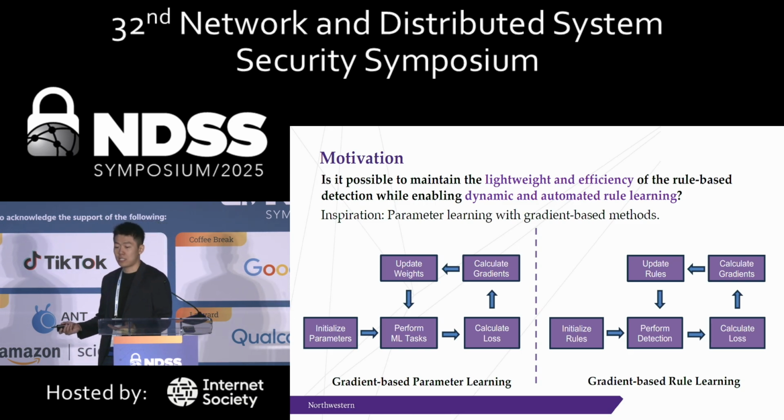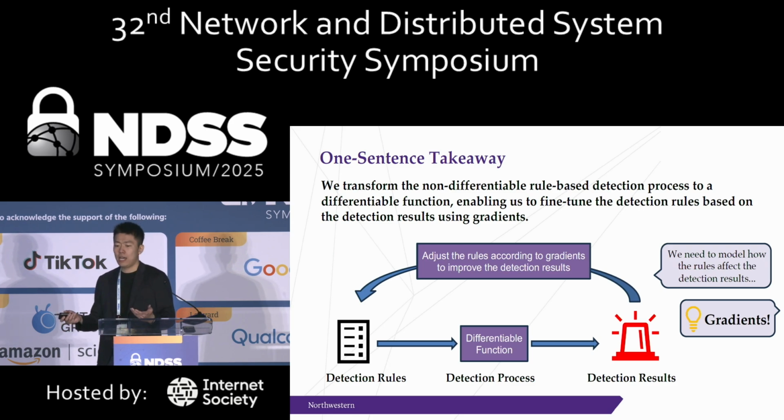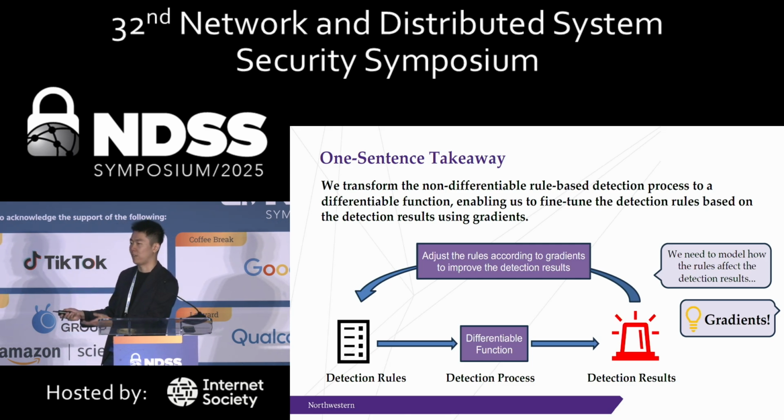What we want to do is very similar to this process. We first initialize our rules and perform the detection using this set of rules. We calculate the loss as well as the gradients, and we apply those gradients to update the rules. So here comes our one sentence takeaway. In this work, we transform the non-differentiable rule-based detection process into a differentiable function so that we can use gradient-based optimization algorithms to fine-tune the detection rules.